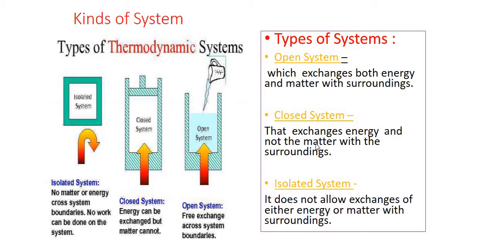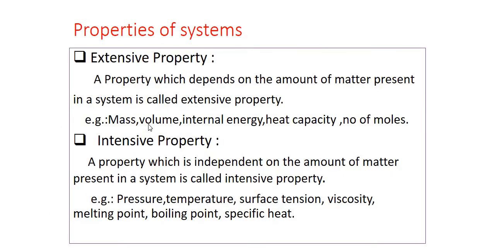Closed system exchanges energy and not matter with the surroundings. It is a closed system which can exchange only energy, not matter. Third, isolated system. It does not allow exchange of either energy or matter with the surroundings. That is, no matter or energy can be exchanged with the surroundings. This is known as an isolated system. These are the 3 different diagrams of the systems.